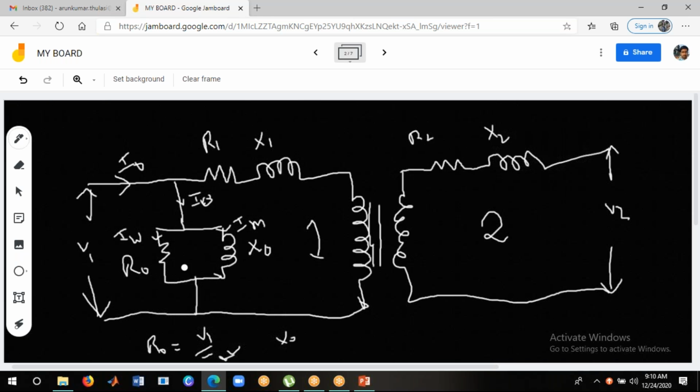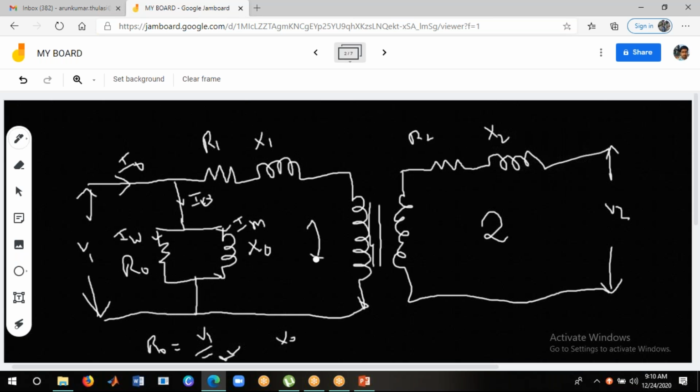Okay, so the parameters are similar for both primary and secondary. So that is the thing. Now, in this topic we are going to look at the equivalent circuit of a transformer, represented by the primary winding and secondary winding. We are going to derive how to get the equivalent circuit, equivalent resistance and equivalent reactance.